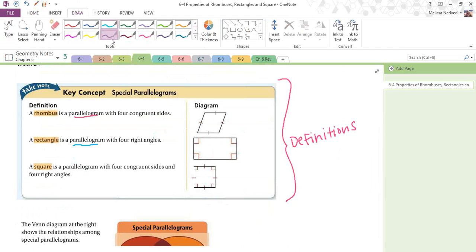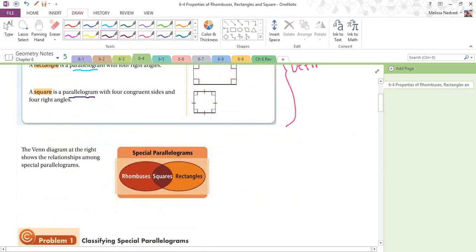And lastly, a square. Again, we're talking about a parallelogram, and this parallelogram has to have 4 congruent sides and 4 right angles. So notice square, and we're going to see that right down here in this nice little Venn diagram, is what happens if we have a parallelogram that falls under the category for rhombus and rectangle. If a parallelogram is both a rhombus and a rectangle, then it meets our definition for square. All sides congruent, all right angles.